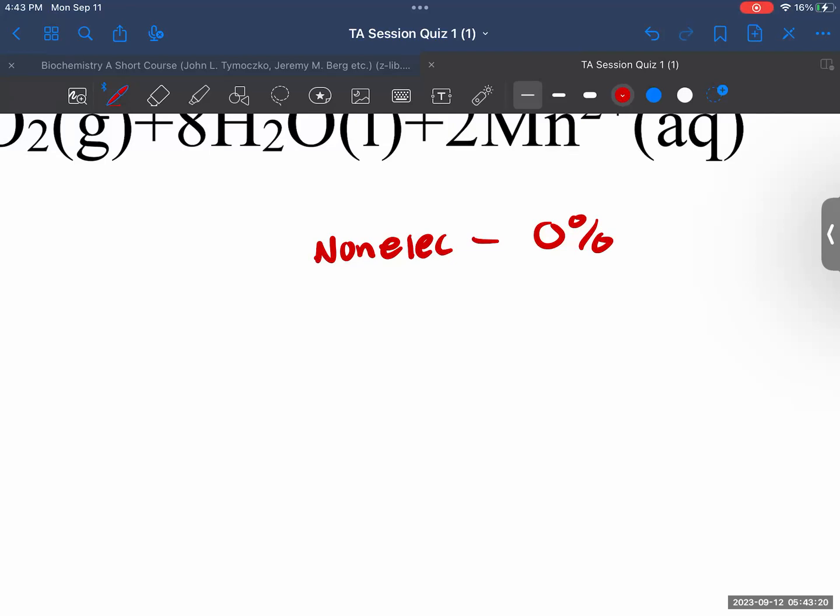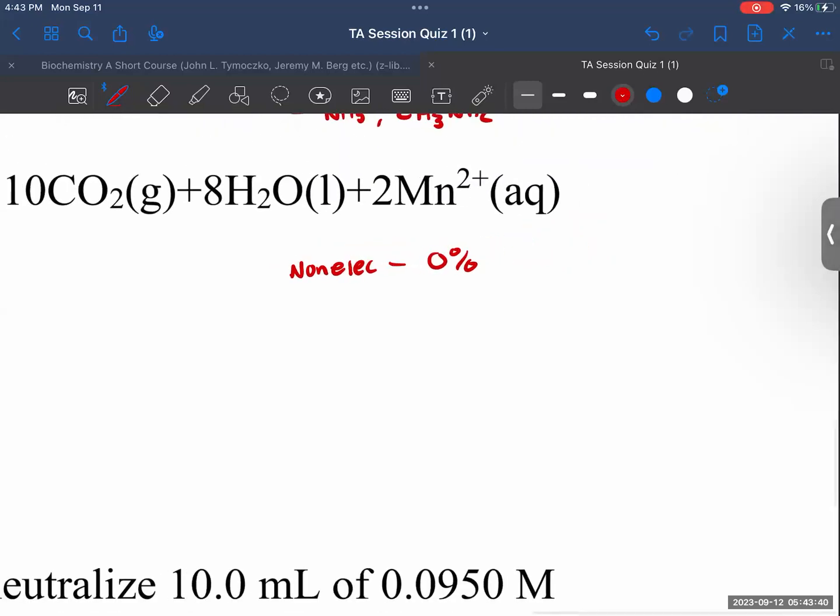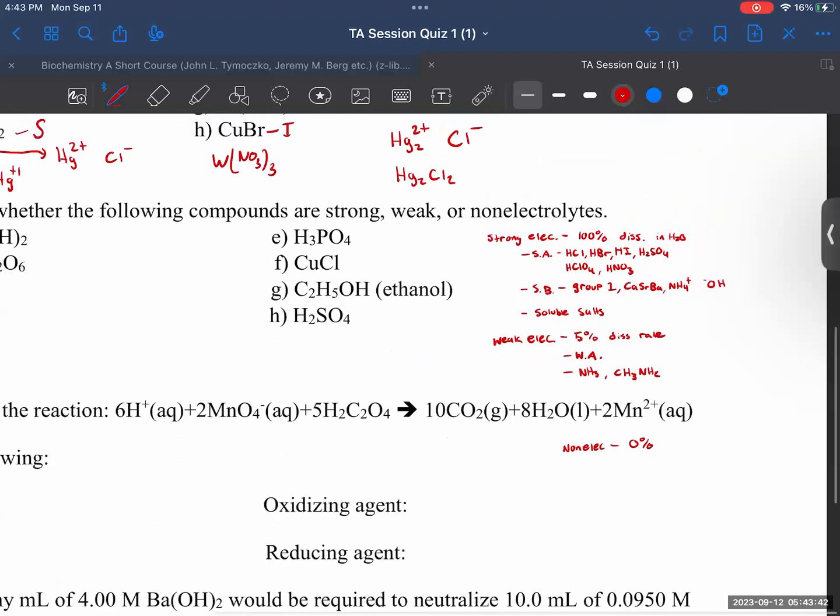The next class is going to be insoluble salts. If you take a salt and the solubility rules say it's insoluble, if you throw it in water, it's going to be a non-electrolyte because it doesn't dissolve. It doesn't dissociate into its cation and anion species. Are there any questions before we go on to answering these now?